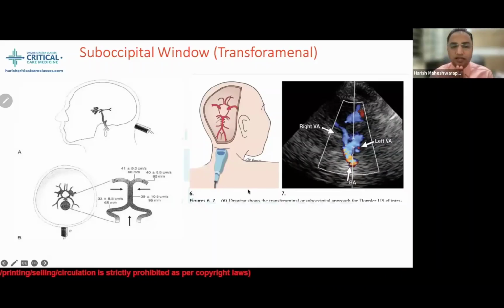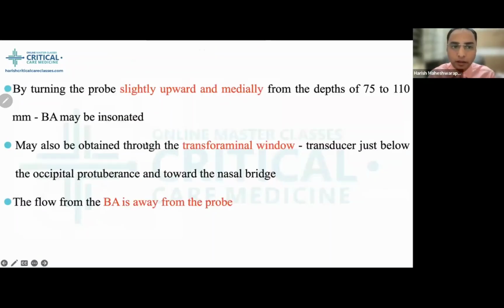So these are the three structures which we are able to appreciate in the suboccipital window, that is also called the transforaminal window. By turning the probe slightly upward and medially, from the depth of somewhere around 75 to 110 millimeter, the basilar artery may be obtained or insonated. It may also be obtained through the transforaminal window, with the transducer just below the occipital protuberance and towards the nasal bridge. The flow from the basilar artery is away from the probe in the transforaminal window.